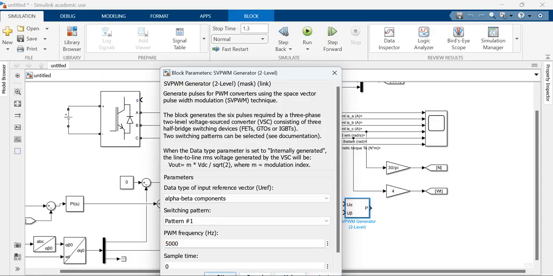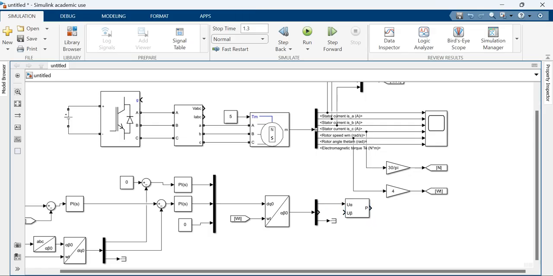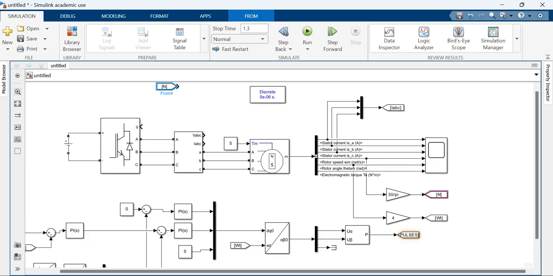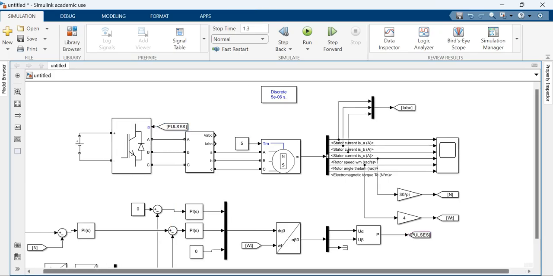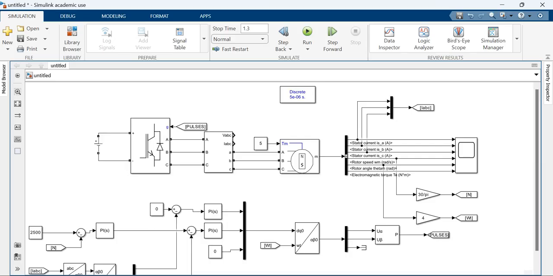Click apply and give OK and connect this alpha beta, and I take another block which is supposed to be pulses. I type it as pulses, and this pulses is what I'm supposed to give here to the gate signal. So I connect it like this. I can rotate it comfortably so that I can select these pulses, and this pulses is available for switching the inverter. And this is how the entire simulation is.